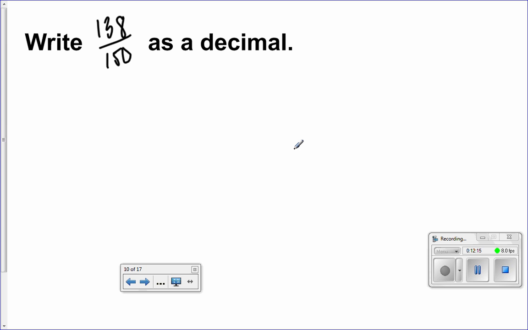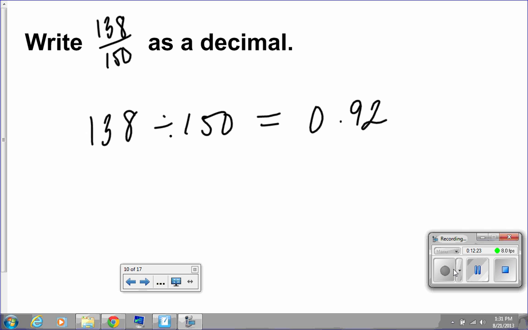Go ahead and try this one on your own. So again, you want to hit the pause button and press play after you've written down your response. So in this example, you see that we got a terminating decimal as our answer. 138 divided by 150 gives us 0.92.